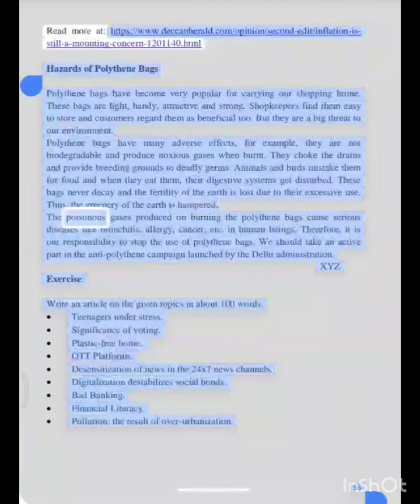The poisonous gases produced on burning the polythene bags cause serious diseases like bronchitis, allergy, cancer, etc. in human beings. Therefore, it is our responsibility to stop the use of polythene bags. We should take an active part in the anti-polythene campaign launched by the Delhi administration.